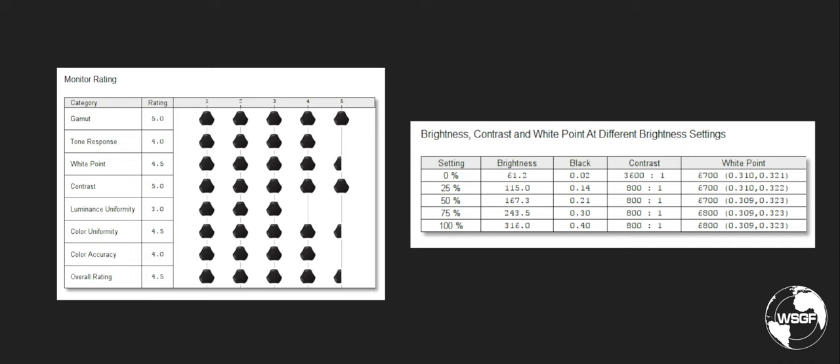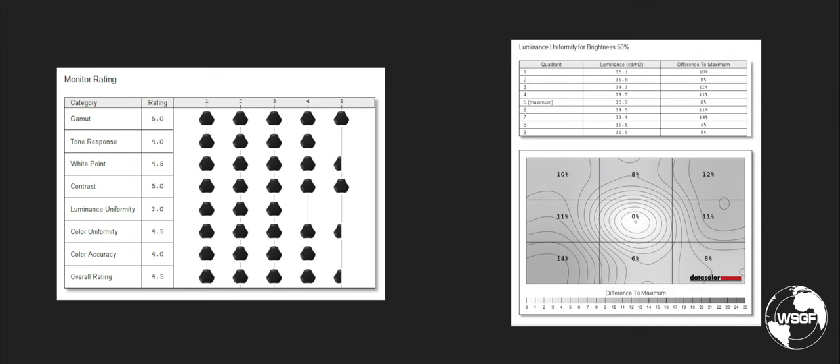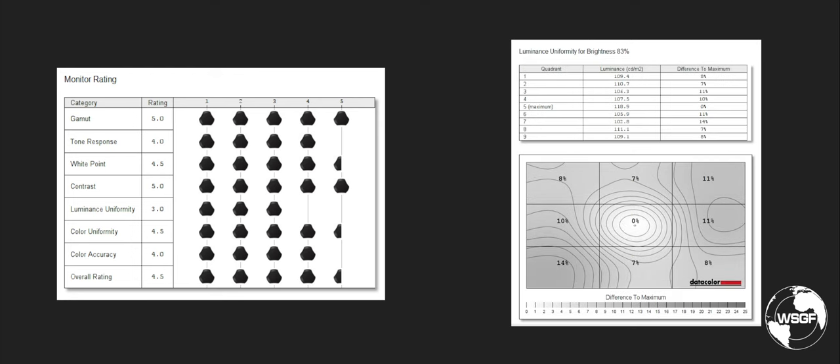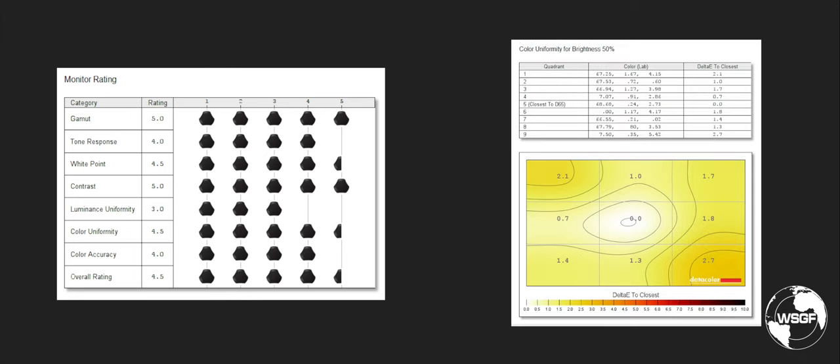The screen measured contrast ratio at 25% and above is 800 to 1. The three screen presets of warm, neutral, and cool correlate to color temps of 5100, 6800, and 9500 degrees Kelvin. Measuring luminance uniformity, the screen has a hot spot in the center, with the other eight areas having variations between 6 and 14%. These results are fairly consistent between 50% and 100% brightness, with the results improving slightly as the brightness increases. The darkest corners are consistently the upper right and the lower left.